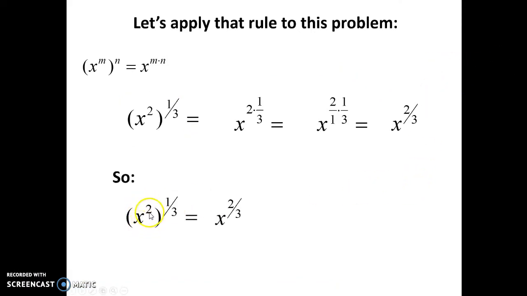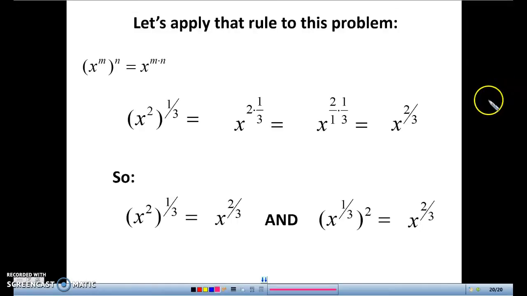So, x squared raised to the 1/3 power is x to the 2/3 power, and x to the 1/3 power squared gives us the same thing. I just swapped places on my exponents. Now remember, if I were to take this and put this in radical form.